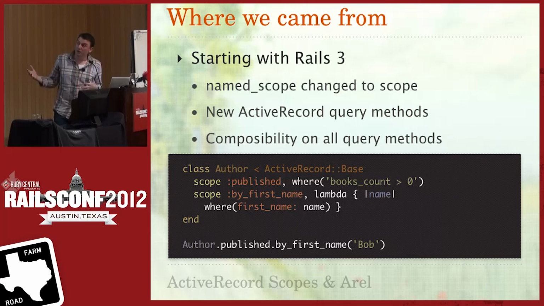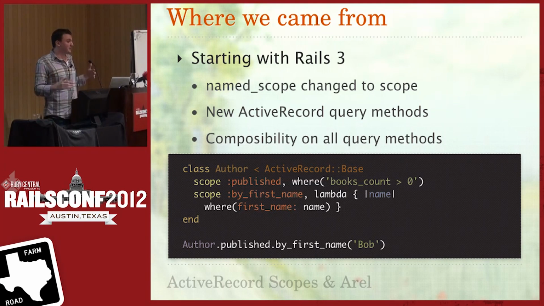Now you can see down below at the bottom when we're actually using these scopes, the way you use the scopes didn't change with Rails 3. It was just the way that you define them changed, which is really helpful because all the code where you're using all your scopes, that didn't need to change at all when you moved to Rails 3. Only the defining of them needed to change.